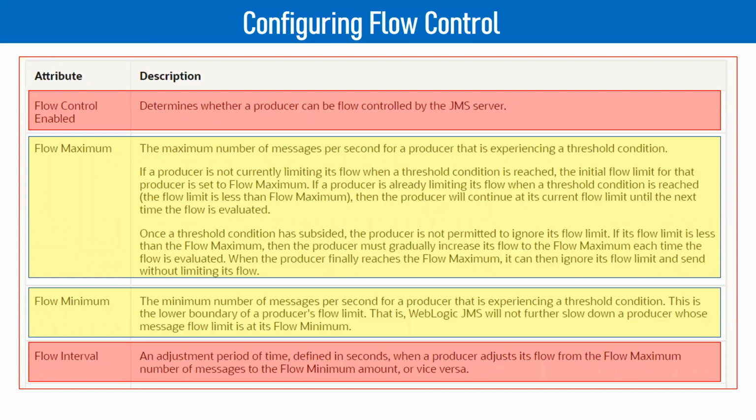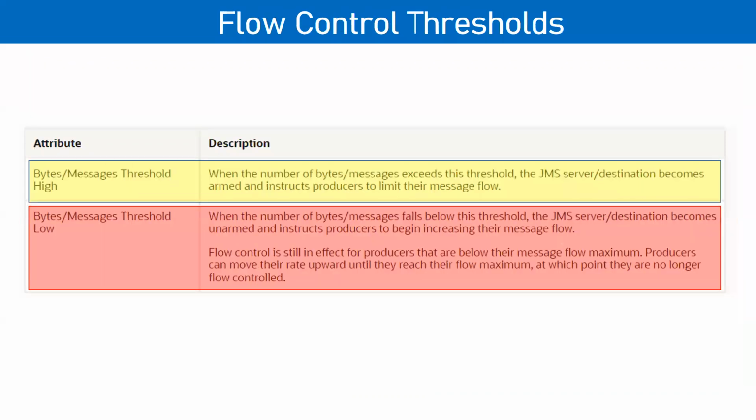So flow maximum and flow minimum we have already discussed, and flow interval is the time interval between your flow maximum and flow minimum. That means if your flow maximum is 500 and your consumer is still able to consume those messages, then after the interval that you have defined with the help of flow interval, it will again check the status of your consumer, whether it is still in the armed condition or not. So this is the interval, we can say, between the flow maximum and flow minimum message flow.